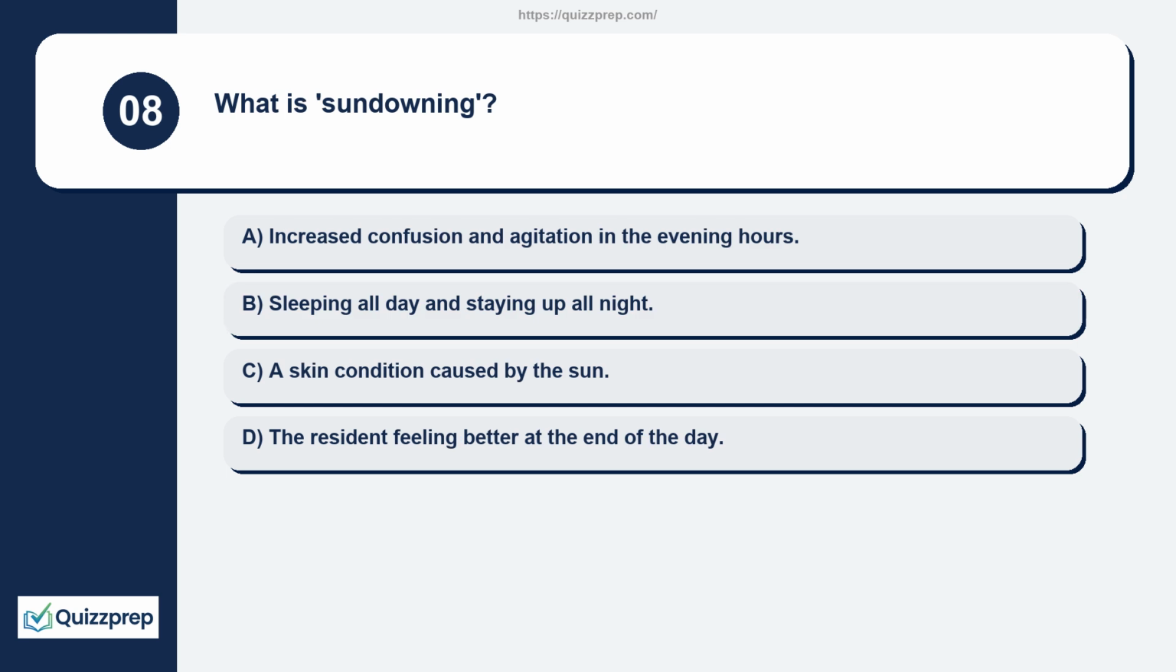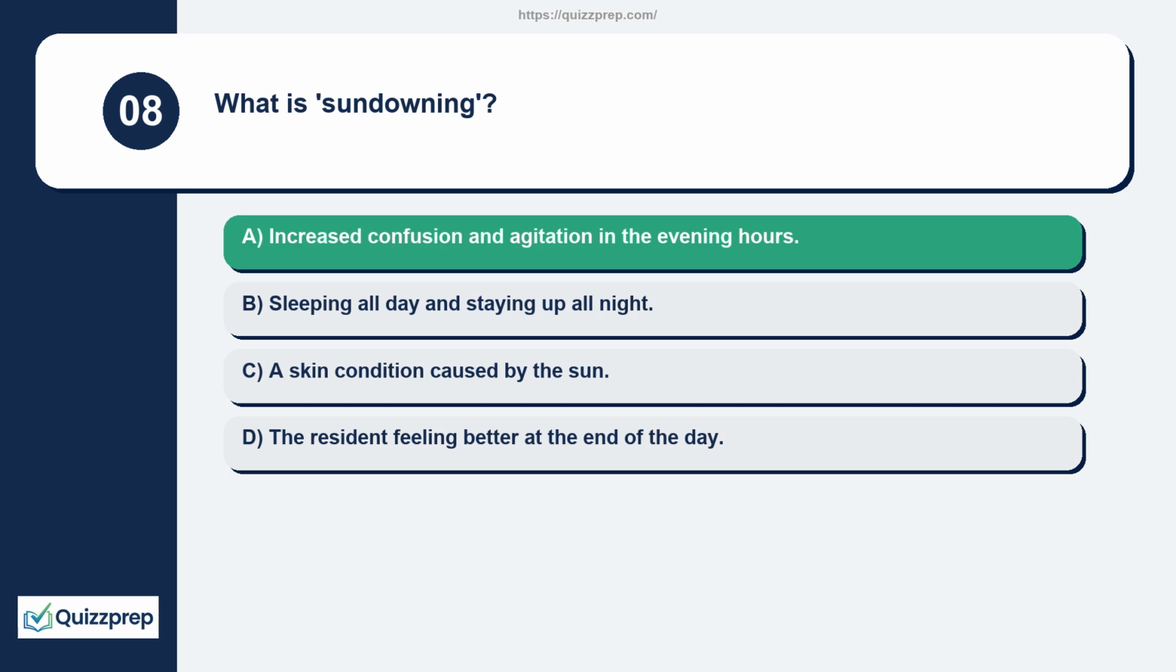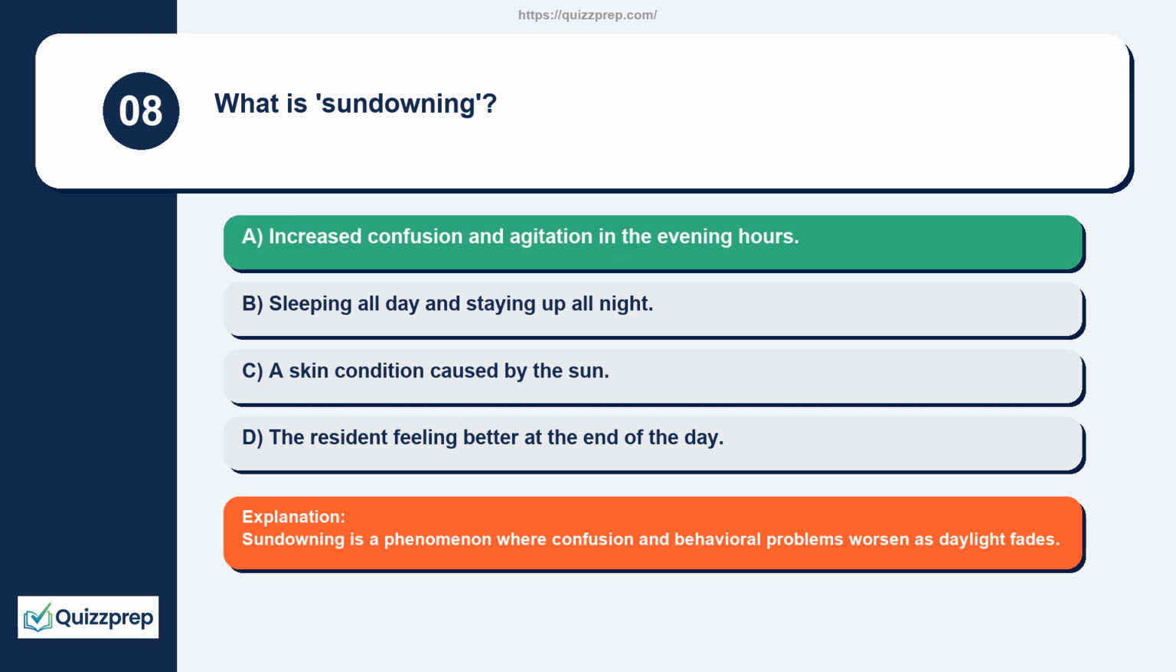Question 8. What is sundowning? Increased confusion and agitation in the evening hours, sleeping all day and staying up all night, a skin condition caused by the sun, the resident feeling better at the end of the day. Sundowning is a phenomenon where confusion and behavioral problems worsen as daylight fades.